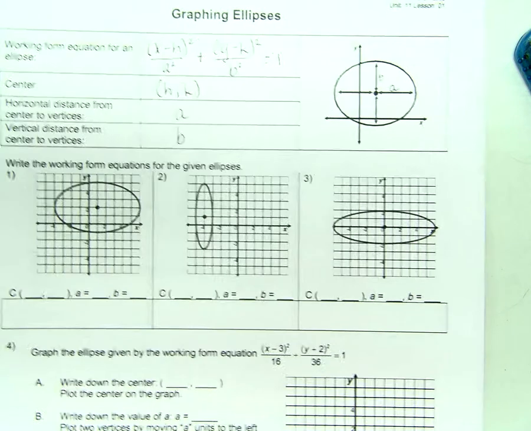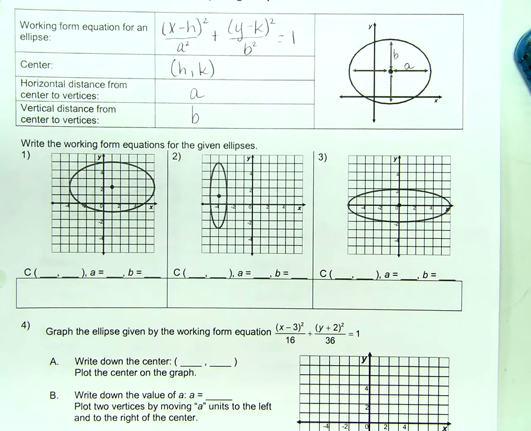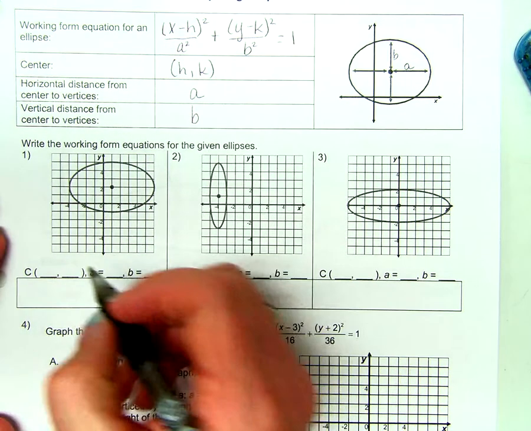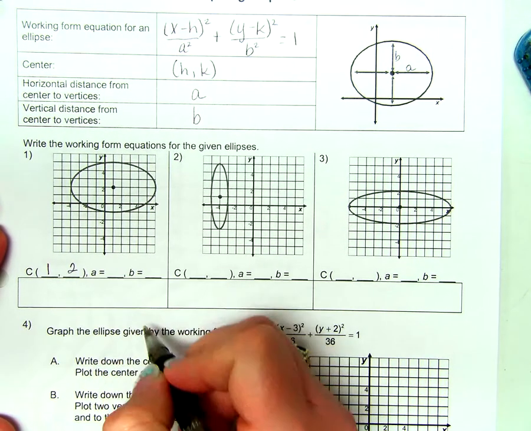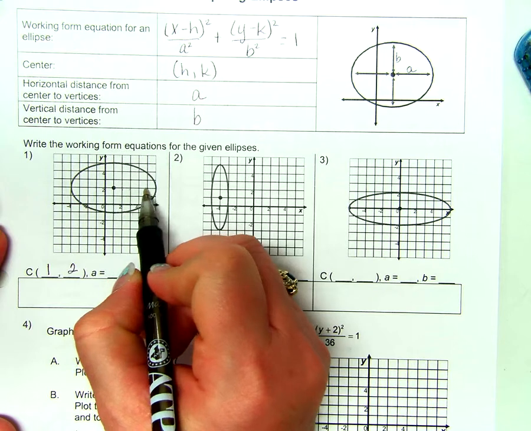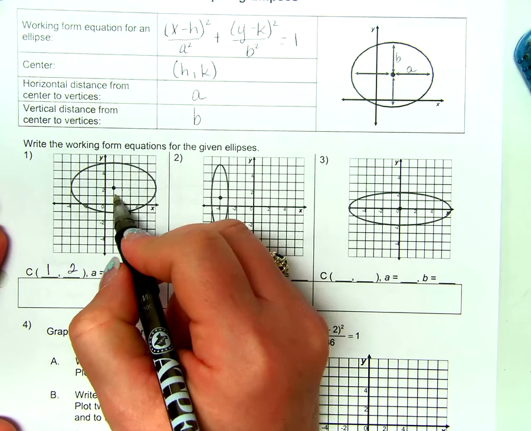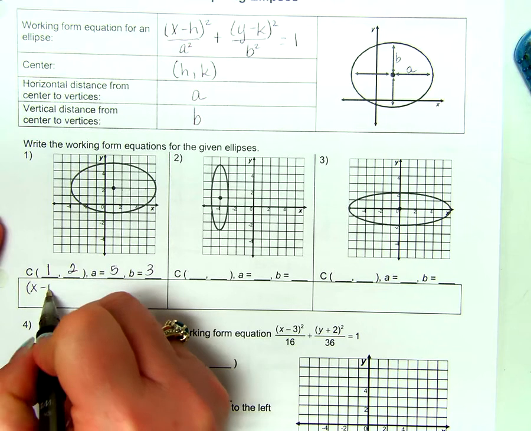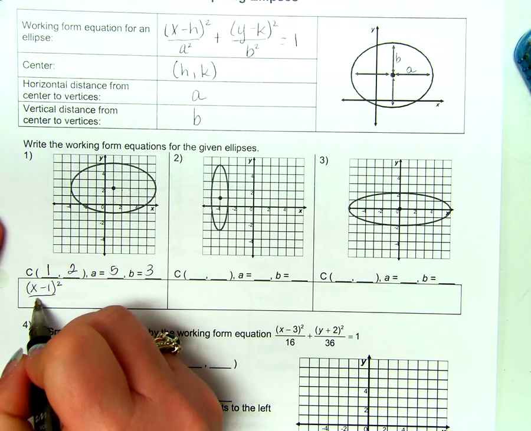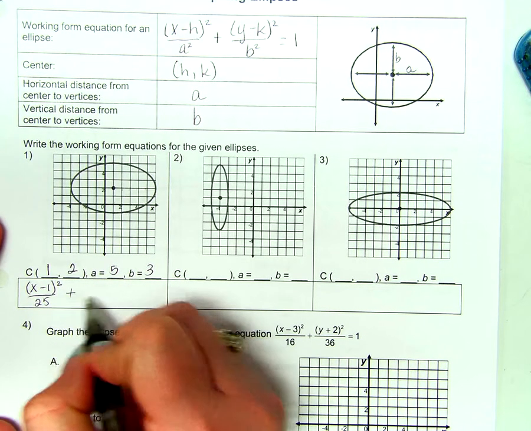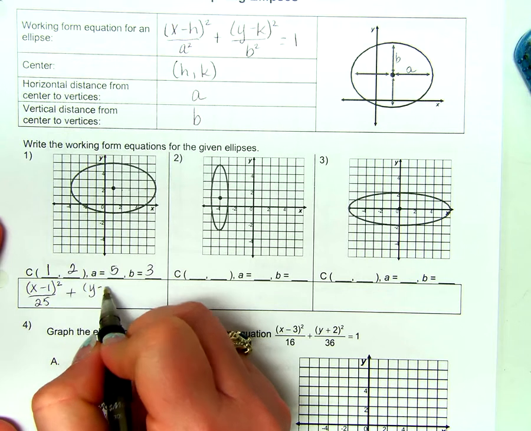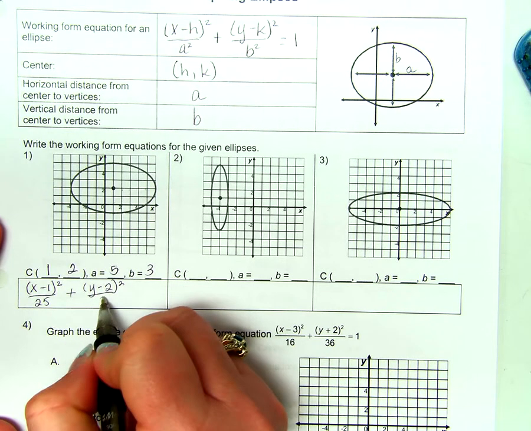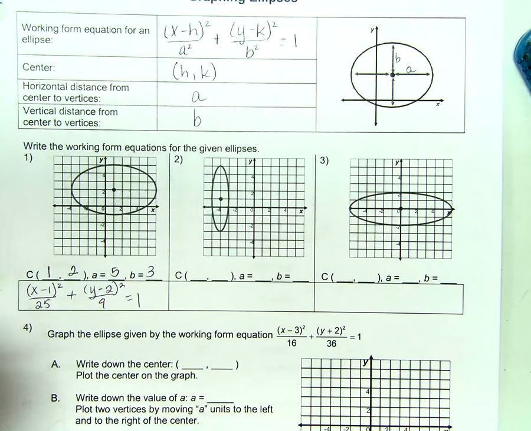So, how quickly can you do number 1? The center is (1, 2). a is 5. b is 3. So the equation is (x minus 1) squared over 25 plus (y minus 2) squared over 9 equals 1. Yes? What about 2?